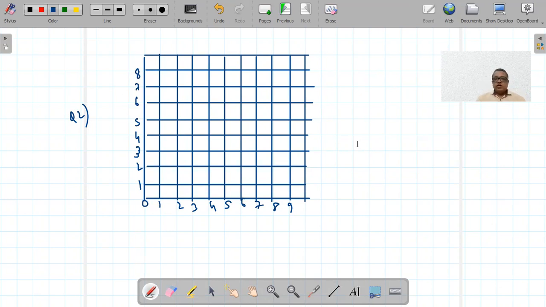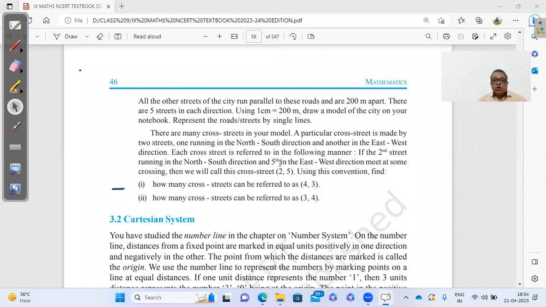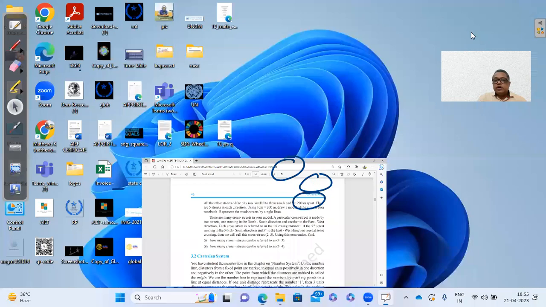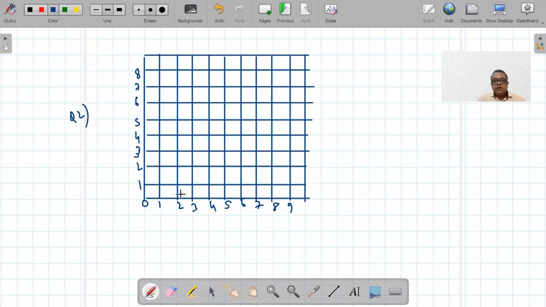Now look at the question here. The crossroads are 2, 5. This is our first number, 2, 5. Then you are having 4, 3 and 3, 4. This I'm going to represent now. So 2, 5. The first crossroad I'm going to show, 2, 5 is our first point. So 2, 5 will be, this is 2 and this is 5. So I'm going to show this 2, 5 here. So this is my first point A.